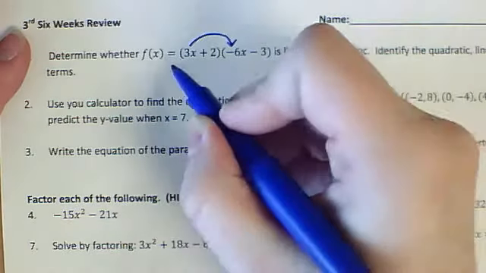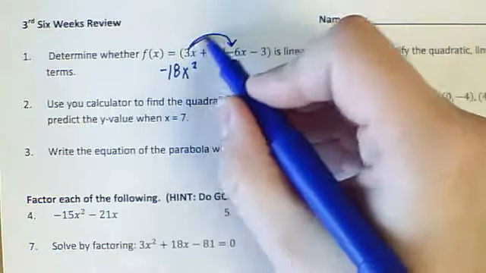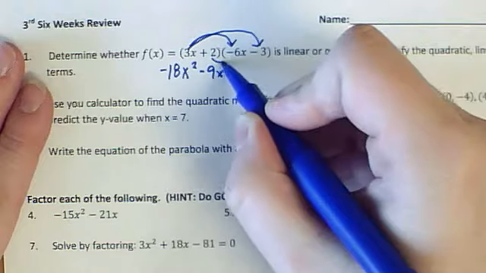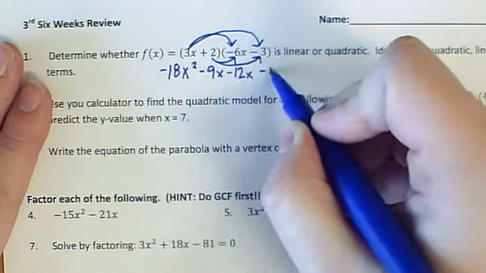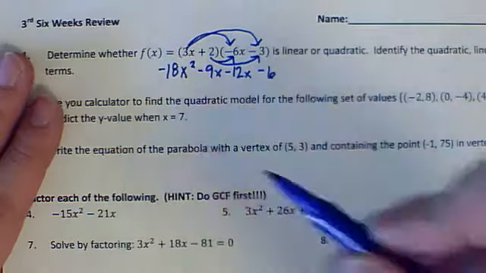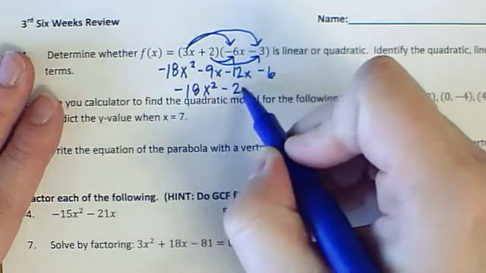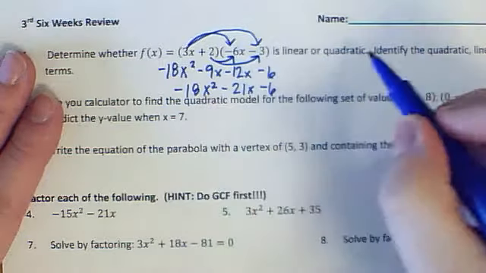So 3x times negative 6x is negative 18x squared. 3x times negative 3 is negative 9x. 2 times negative 6x is negative 12x. And 2 times negative 3 is negative 6. From here, I'm going to combine my terms. So it becomes negative 18x squared minus 21x minus 6. Because of this squared right here, this makes it quadratic.